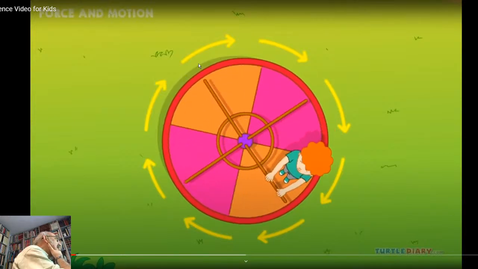So remember, we're talking about different kinds of motions. This is a round and round motion. Another motion can be up and down or back and forth. Remember that, talking about force and motion, to speak about friction.